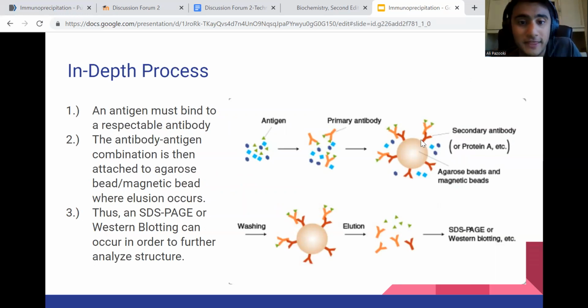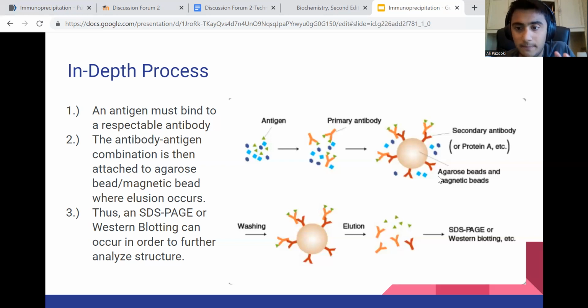So in order for this immunoprecipitation to occur, an antigen must bind to an antibody, a primary antibody. And in order for that primary antibody and antigen to bind with each other, there needs to be a method of separation. Within this diagram, they use two forms of separation, which are agarose beads or magnetic beads. I'll go over in depth the advantages of one over the other.